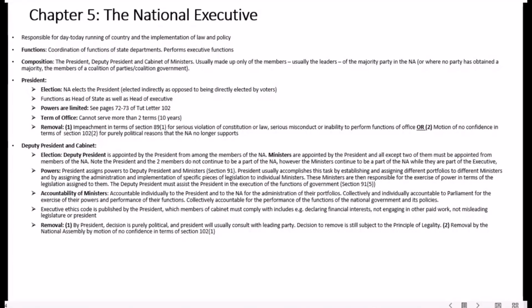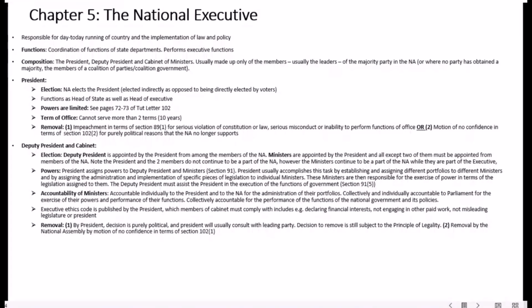The term of office, the president cannot serve more than 2 terms, colleagues. So that's a maximum of 10 years. That is the maximum time that the president can serve. And then removal, colleagues. The president can be removed in one of 2 ways. And I think sometimes you do get confused with these 2 concepts. But the first way is through impeachment, and the second way is through a motion of no confidence.